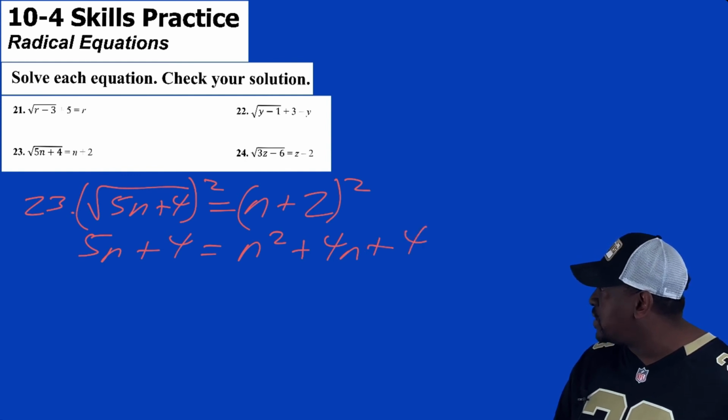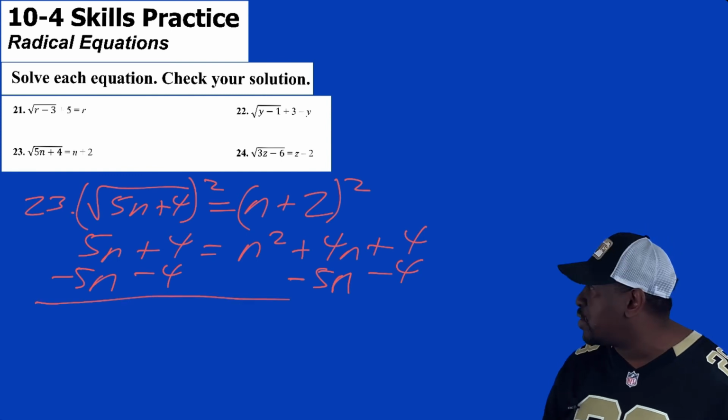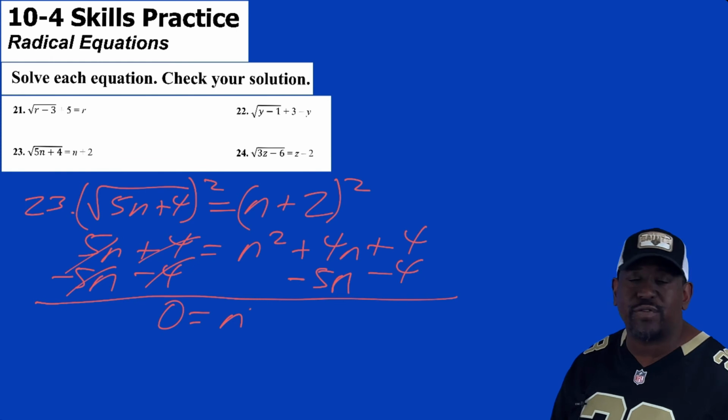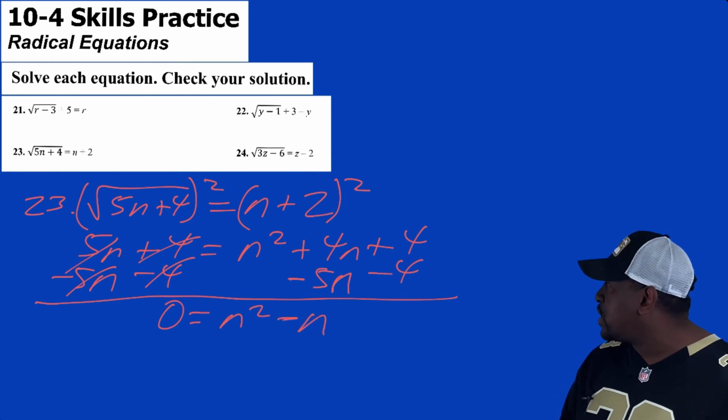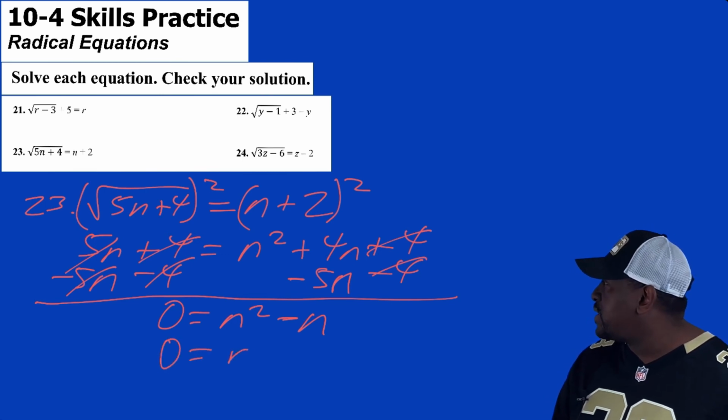N times n is n squared. N times 2 is 2n. N times 2 is 2n. 2 times 2 is 4. So you get n squared plus 4n plus 4. Now to get one side equals 0, we have to subtract 4 on both sides, and we have to subtract 5n from both sides. The left now becomes 0. The resulting polynomial is n squared minus n, and that's it, because the 4 and negative 4 cancel out.